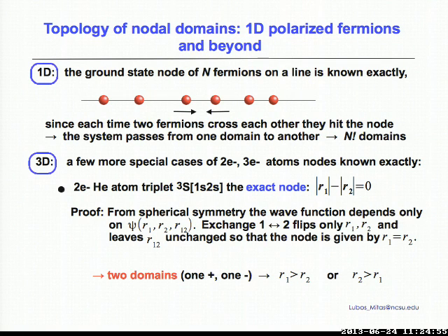The node is basically R1 equal to R2, and you have two domains because you either have R1 larger than R2 or R2 larger than R1. And there is no other possibility. This can be proved exactly.